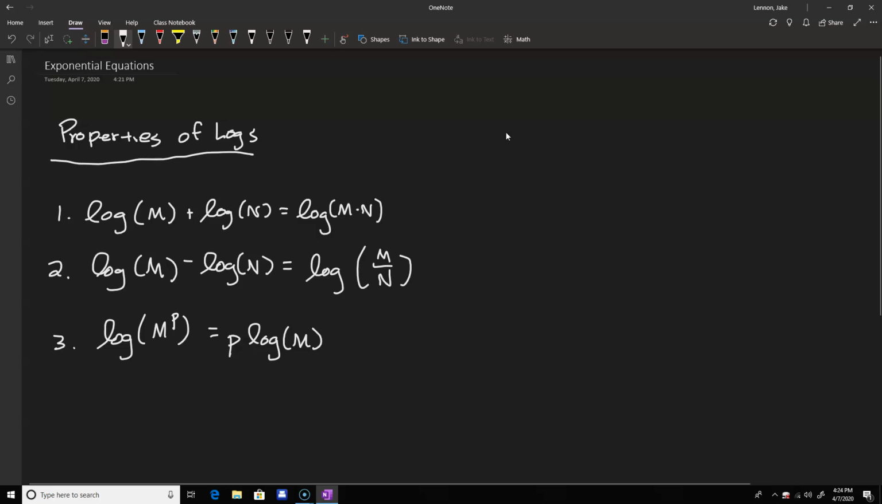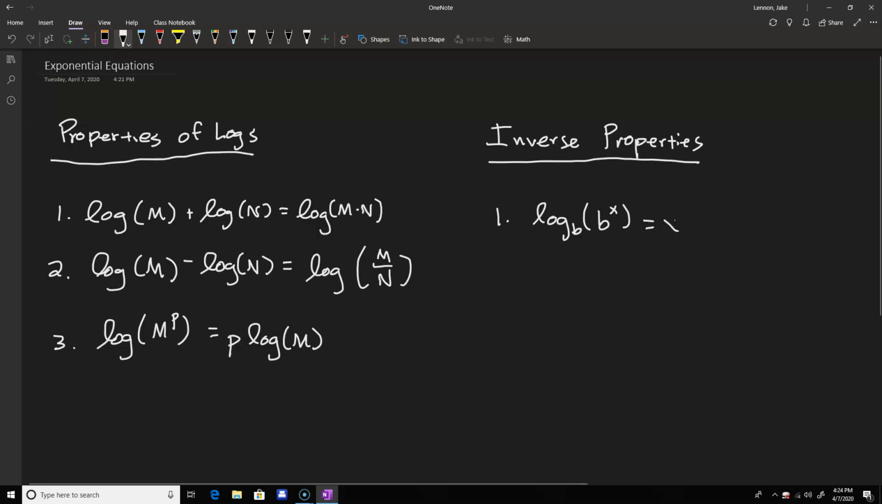Let me mention, we also had inverse properties. These are very dependent upon which base you're using, so I will include the base here. The main property we'll be using in this lecture is that the log base b of b raised to the x is equal to x. The other property is that b raised to the log base b of x is equal to x, but only for x greater than 0 because of domain restrictions due to the logarithm.